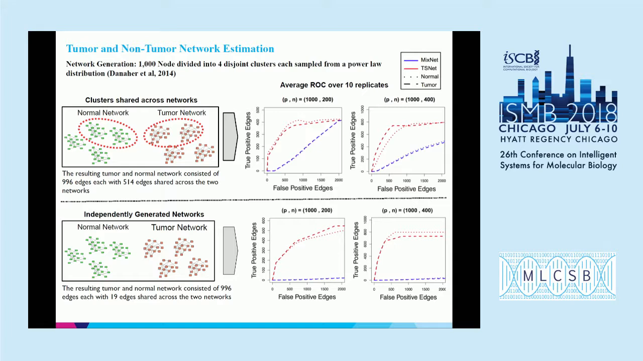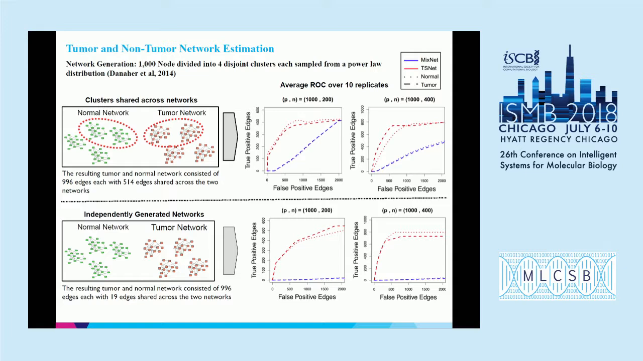Then I show you results for the estimated network. So here for the network generation, we consider 1K nodes, 1K genes, and we divide the genes into 4 disjoint clusters, each sampled from a power law density. So basically, we follow the strategy of Danaher et al. So for the first simulation scenario, the tumor and non-tumor networks have some overlap. So 2 clusters are exactly the same. So the standard graphical lasso should perform nicely here.